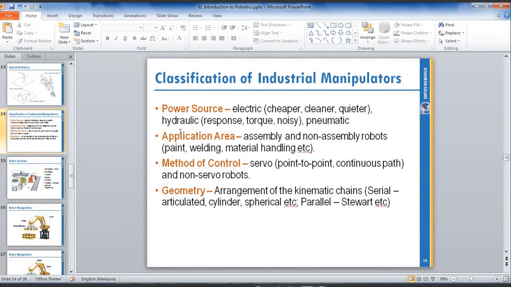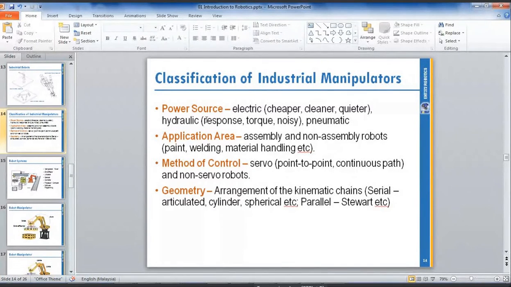So first is power source. If you want to use it in a very clean environment and with very little noise, we will use an electrical power source. Electrical power source: cheaper, clean, and quiet. Normally, we use this robot in semiconductor production in a clean room, right? Clean room industry or medical industry. So we use electric source.